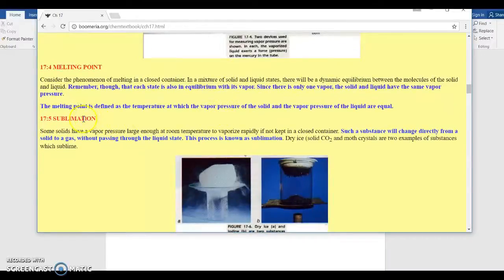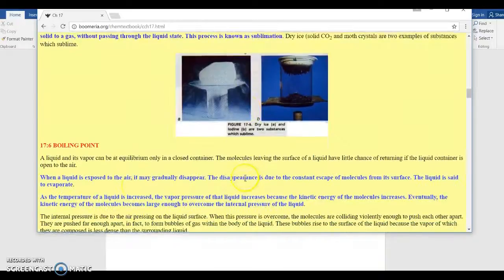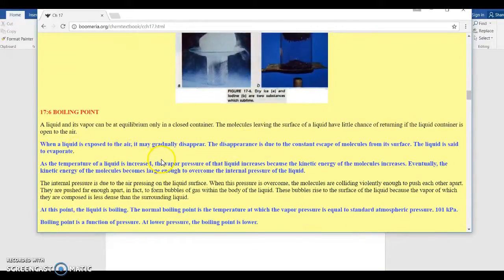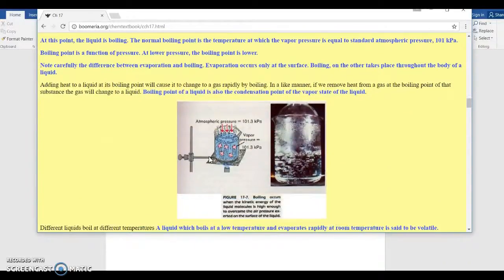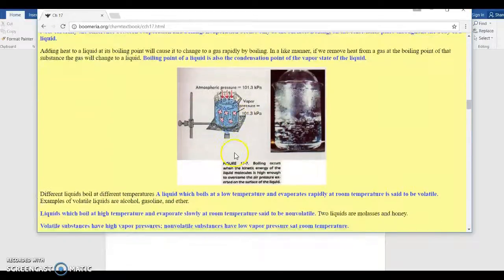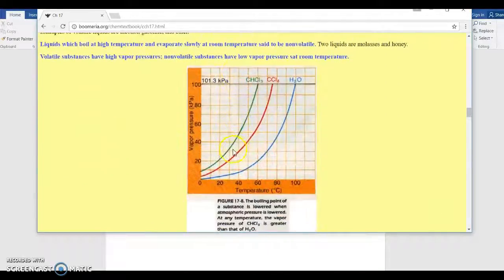Melting points, again, sublimation, know what that is, going from a solid to a gas, skipping the liquid phase. Boiling point, we discussed what it means when vapor pressure equals the atmospheric pressure, and we boiled at room temperature to show that. Oh, this graph is very important.